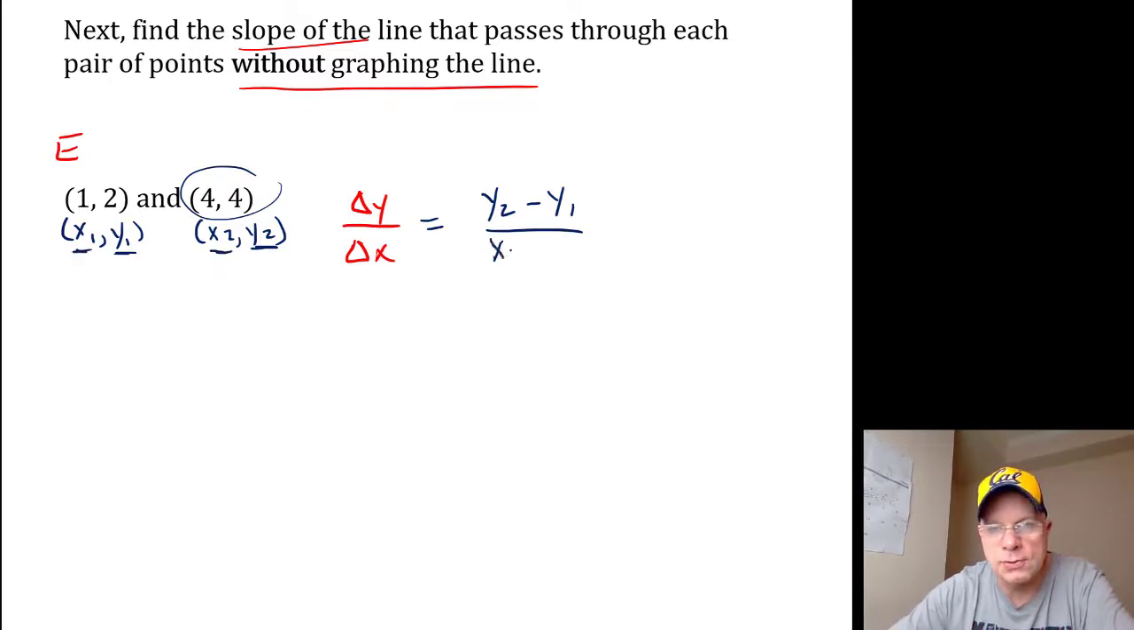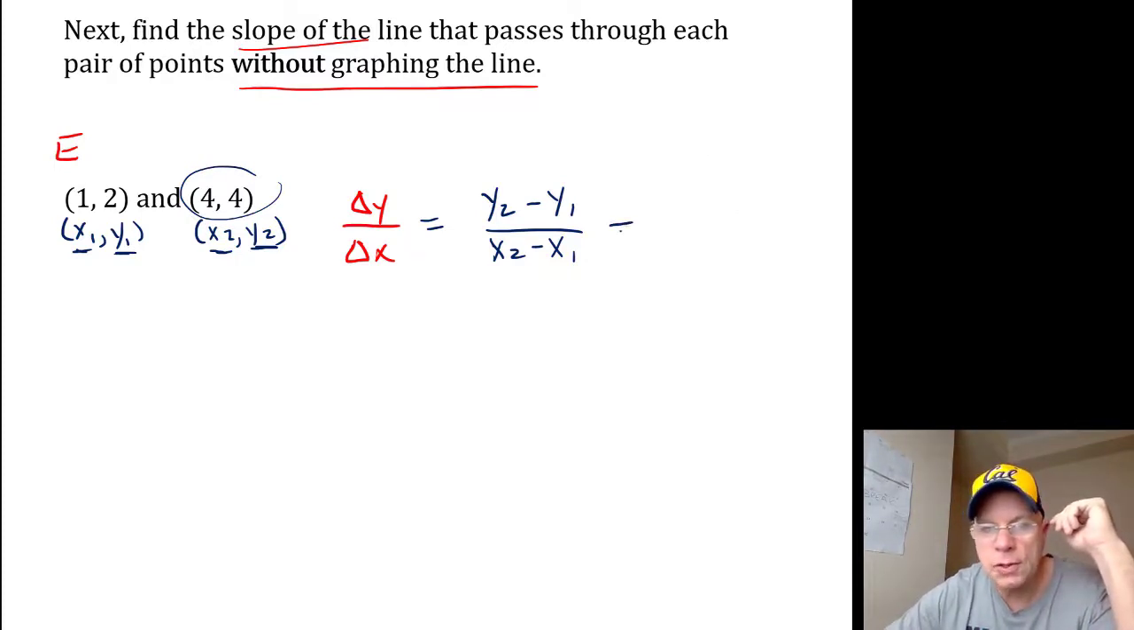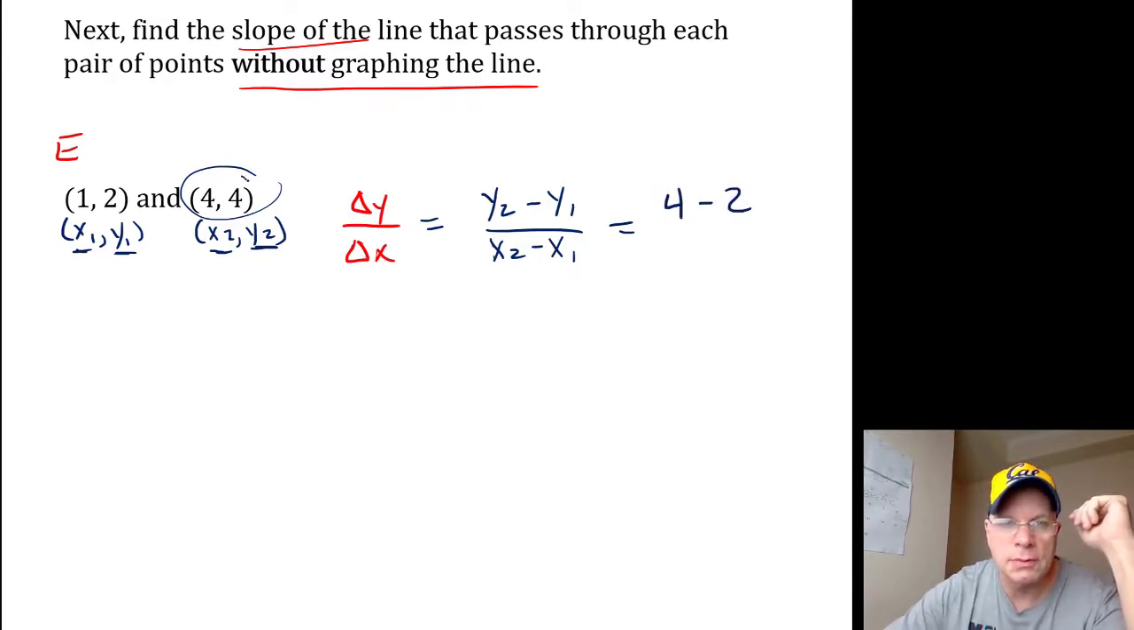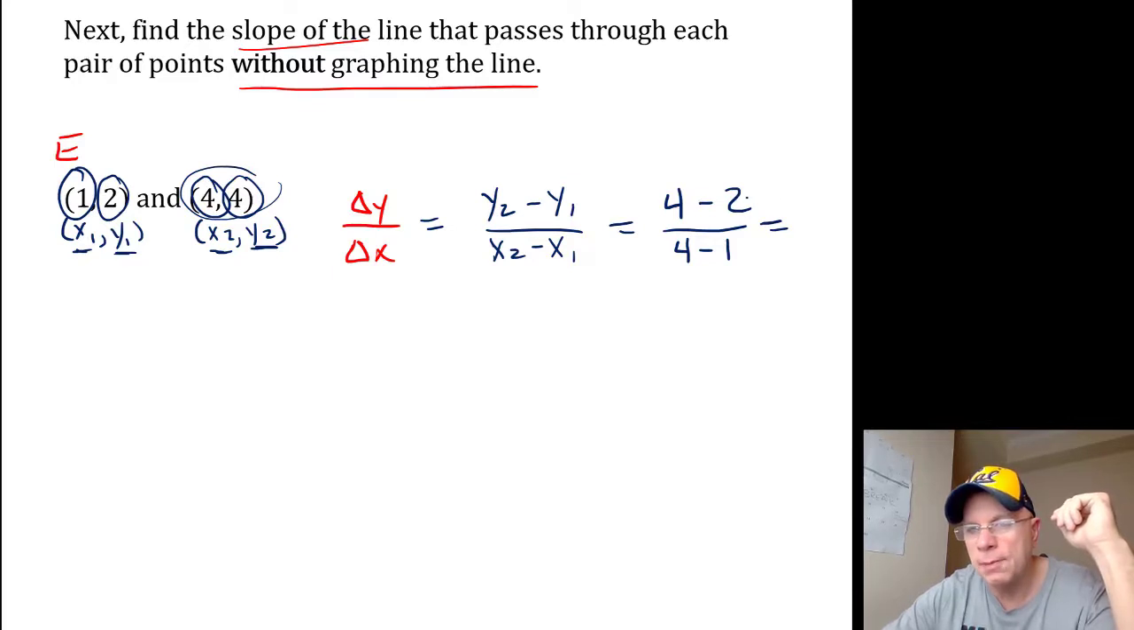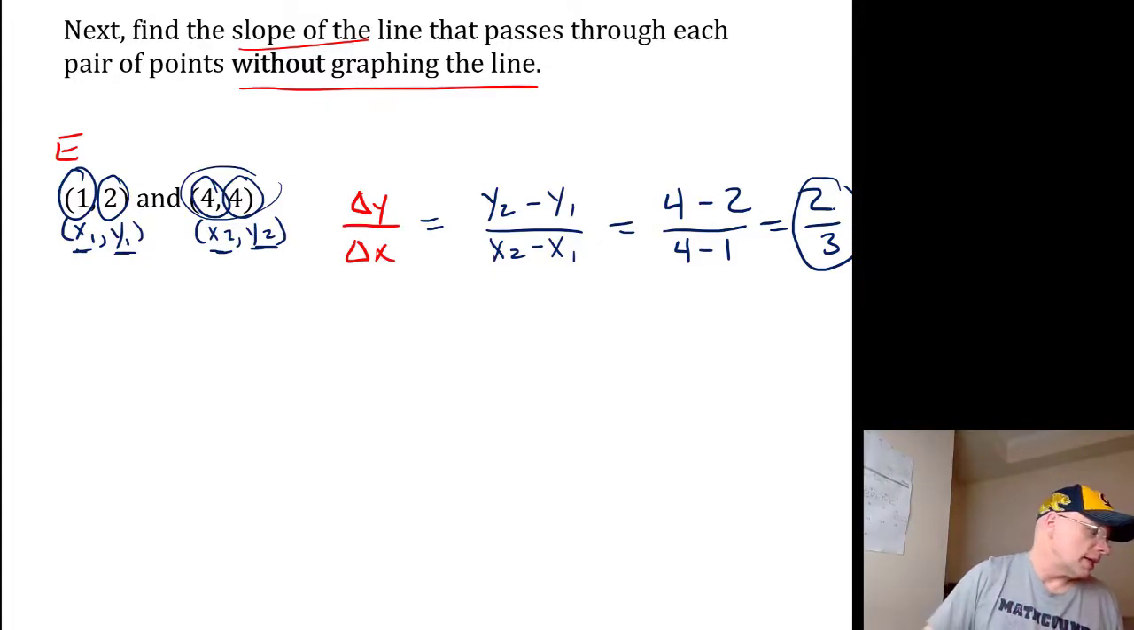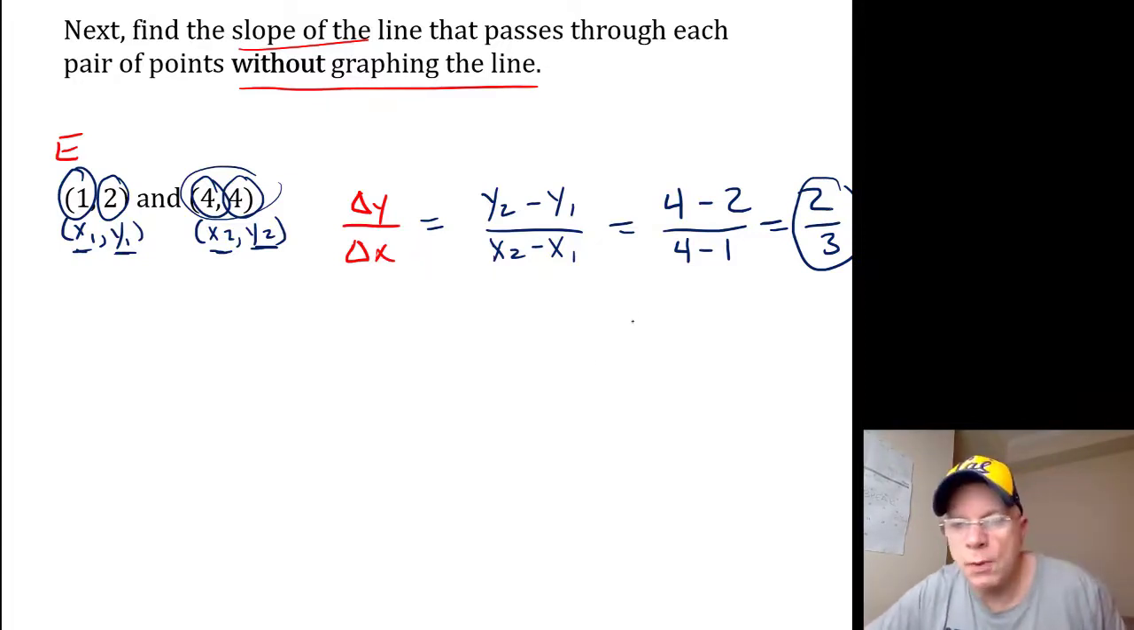That's why it was important to think about where we're starting, because if I do y2 minus y1 and then I do x1 minus x2, I'm going to get the wrong sign on my slope. And so if I substitute the values, 4 minus 2, because 4 is y2 and 2 is y1, over 4 minus 1, because x2 is 4 and x1 is 1, that will give me 4 minus 2 is 2, and 4 minus 1 is 3. And so the slope for E is 2/3, which is what we found before when we graphed it.